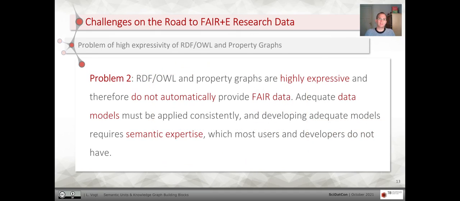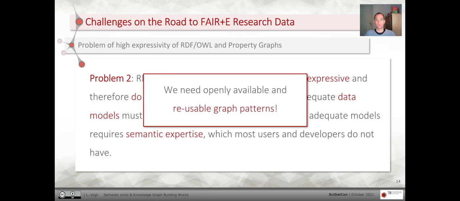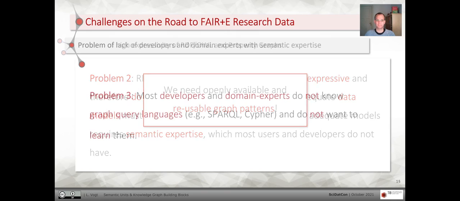The next problem is that RDF, OWL, and property graphs are highly expressive and therefore do not automatically provide FAIR data. So in addition, we need adequate data models that must be applied consistently, and developing these models requires semantic expertise, which most users and developers do not have. So to counter that, we need openly available and reusable graph patterns.